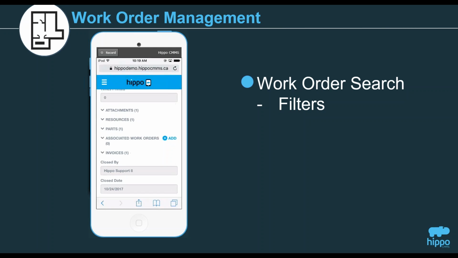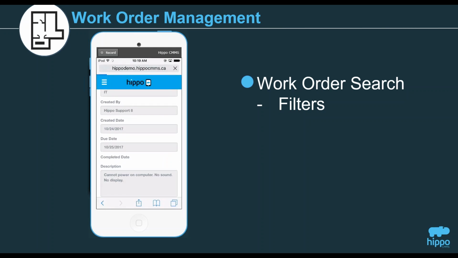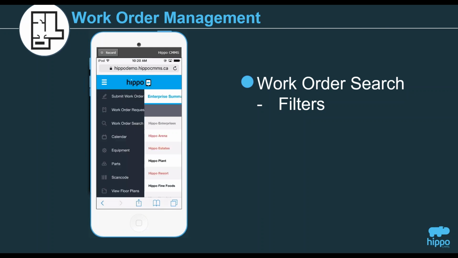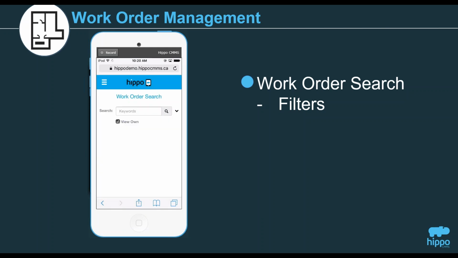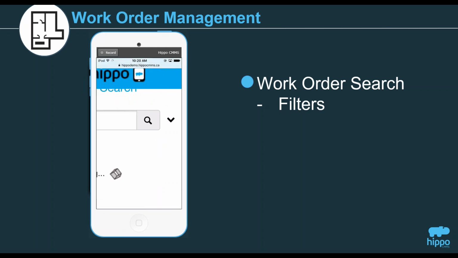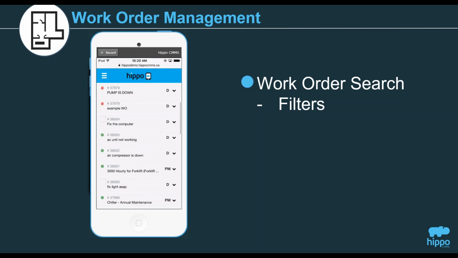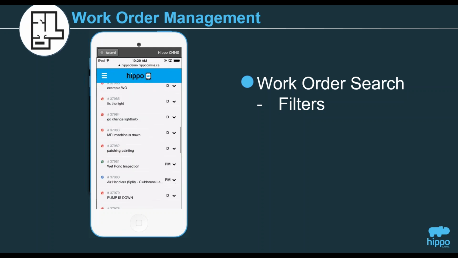I mentioned earlier, at this time right now, the dashboard view is not consistent with the desktop. So if you are an admin user, you likely won't see all the work orders within your facility. An update is coming, but in the meantime, if you do need to search for everything that's going on, please use the work order search. Uncheck view own. If you quickly click the magnifying glass, this is going to show all the work orders within your enterprise.